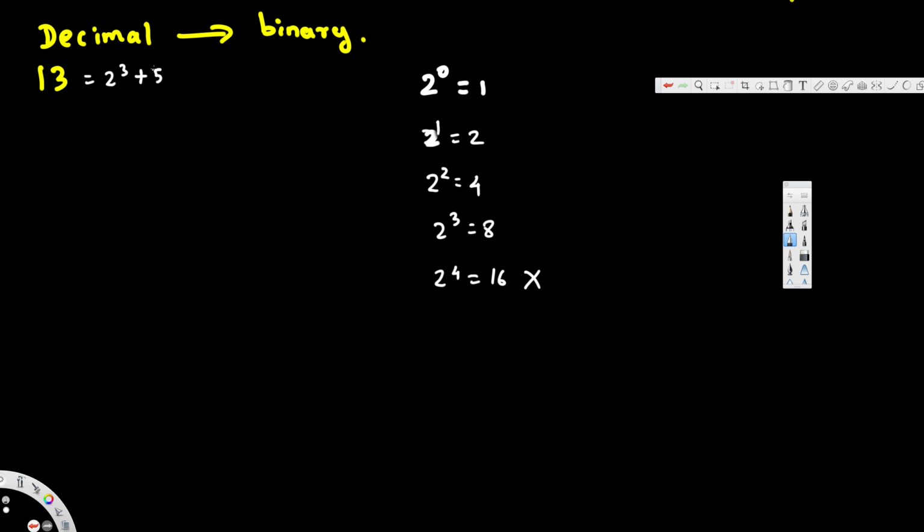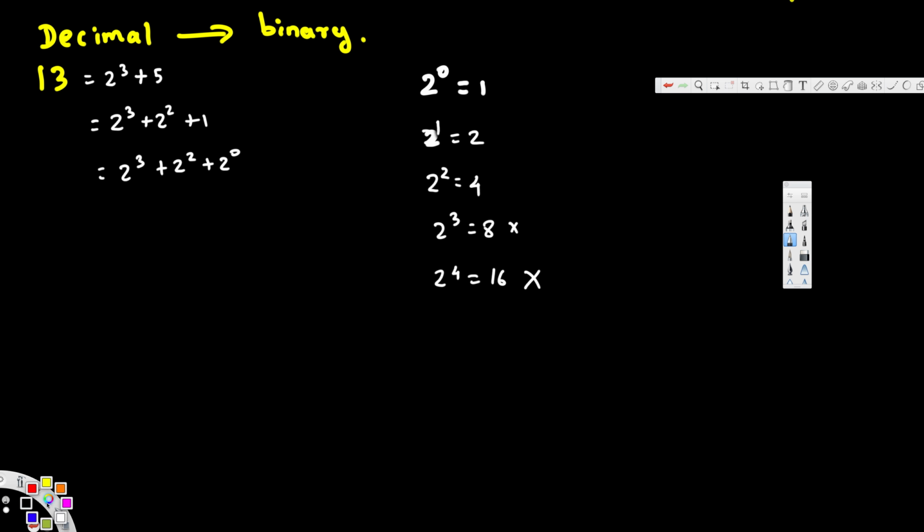Now we have to look at this 5 and look at the powers of 2 that are less than 5. This is not less than 5. This is less than 5, right? 2 power 2 is equal to 4. That's less than 5. So we can write this one as 2 power 3 plus 2 power 2 plus 1. And 1 is already a power of 2, because 2 power 0 is equal to 1. So we can say this is 2 power 3 plus 2 power 2 plus 2 power 0 is equal to 13.